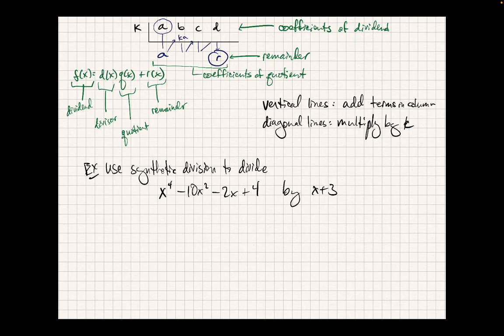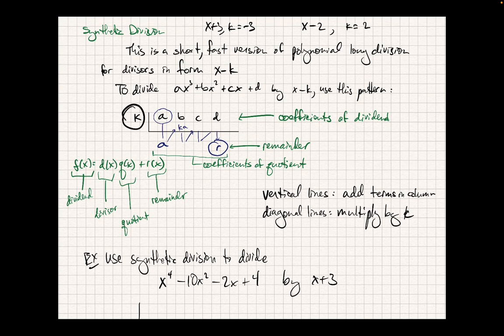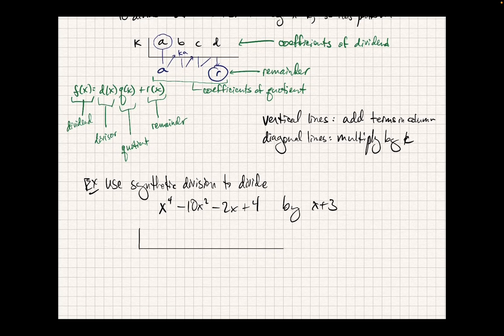So what do I write to the left of my little grid? x plus 3. I just want my k over here. Negative 3. So I'm going to say over here my k equals negative 3 because of this. Does everybody see where that negative 3 comes from? Yes. All good, Matt? So I'm going to write negative 3 over here.